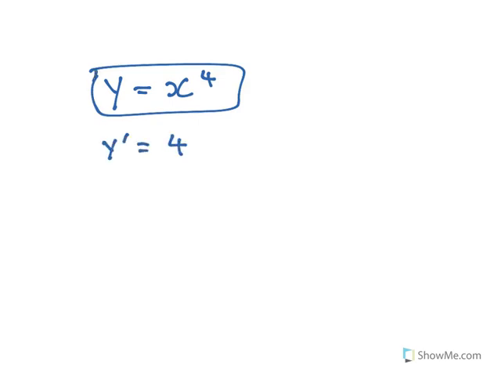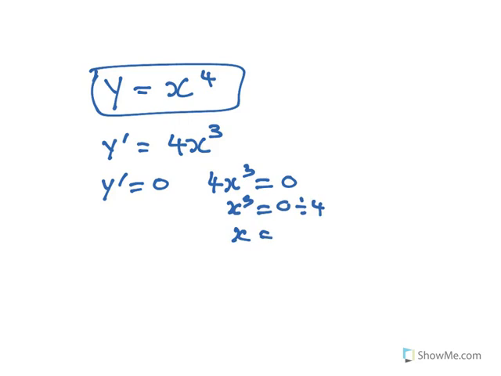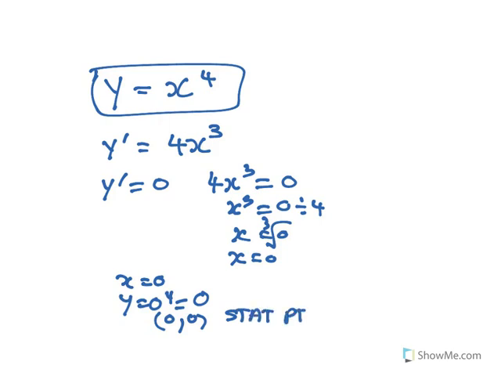And an example of where it doesn't work is like, let's look at y equals x to the 4. Now if I find y dash, I get 4x cubed. Okay, if I make y dash equals 0, then 4x cubed equals 0, and x cubed equals 0 divided by 4, which is the cube root of 0, so 0. So that means that x equals 0, and y equals 0 to the 4, which is 0. That is a stat point.